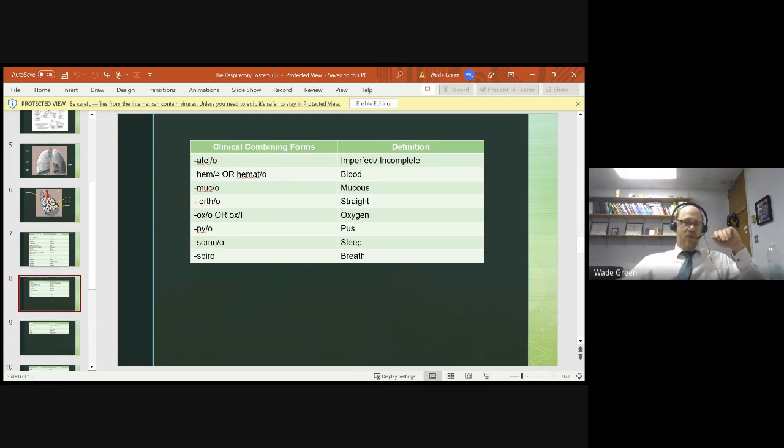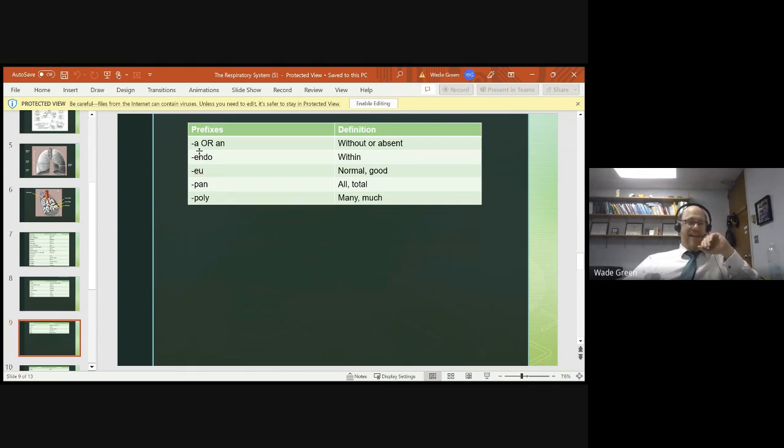Obviously hemo or hemato means blood. Muco means mucus. Ortho is straight. Oxo or oxalo, oxygen. Pyo means pus. Somno is sleep. Maybe you've had a sleep study, you've had somnography done. Spiro is breath. There are certain things that we use post-operatively with patients that have had joint replacements. If they are bedridden and not ambulatory, we will at times use spirometers, not only to assess expiratory function, but also to use the diaphragmatic pump to prevent blood clots. So pretty important.